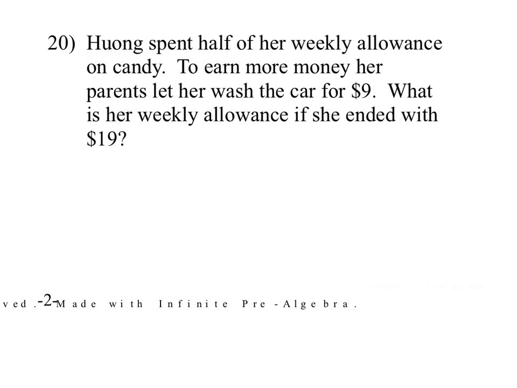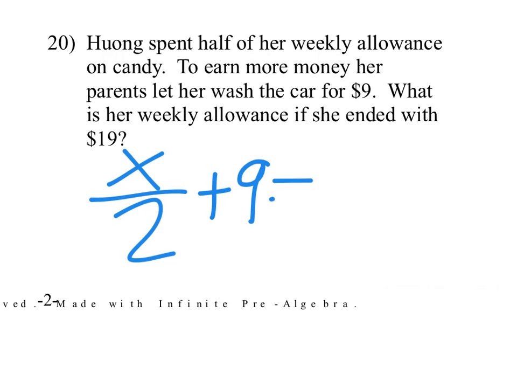Another name I'm not sure how to pronounce, but this person spent half the weekly allowance on candy. We don't know how much allowance, but we know they spent half. To earn more money, the parents let her wash the car for $9, made an additional $9. When she's done with everything, she had $19 left over.